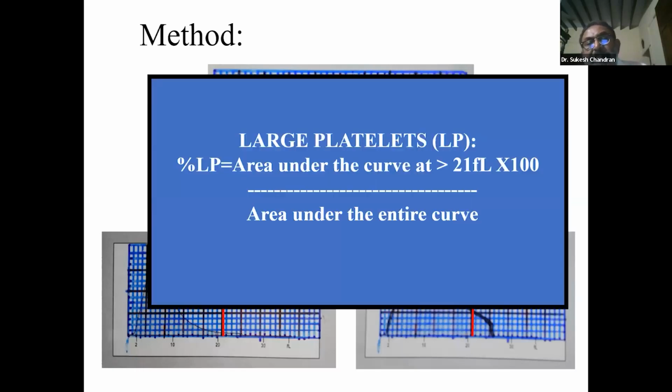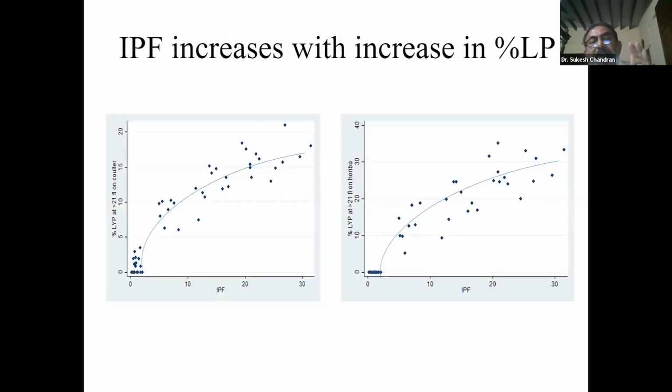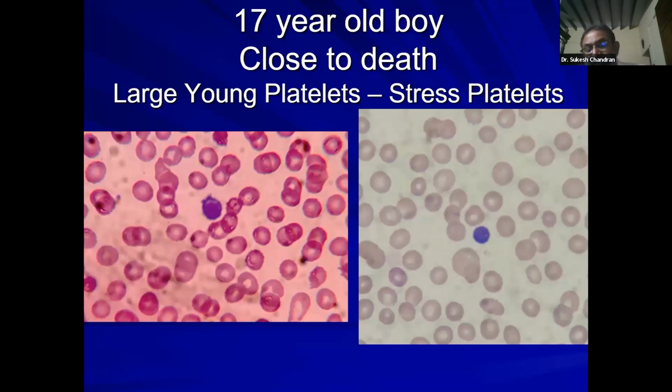When we looked at the percentage of large platelets and compared it with IPF, it had a phenomenal correlation, basically proving that it is nothing but large platelets. Large platelets are being misclassified as immature platelets. Now coming back to my 17-year-old boy.